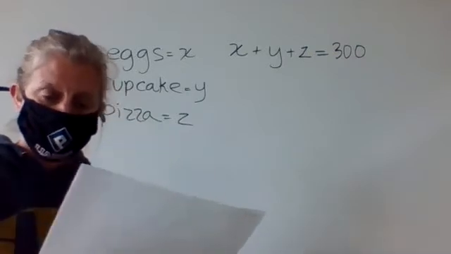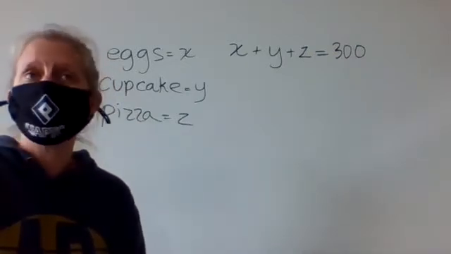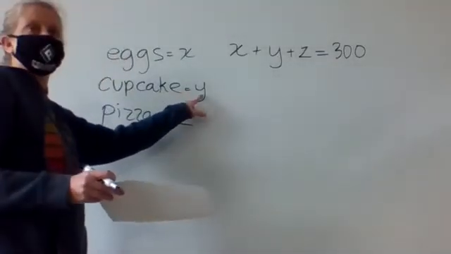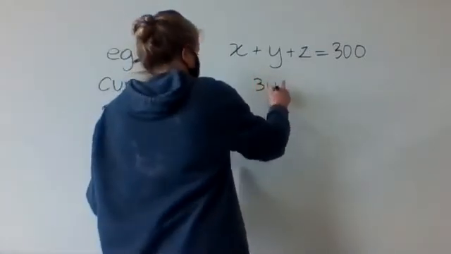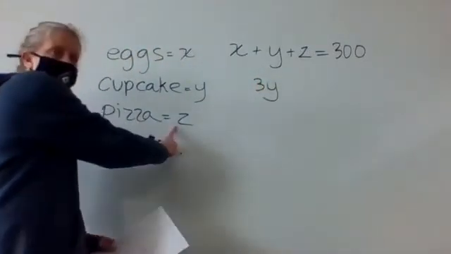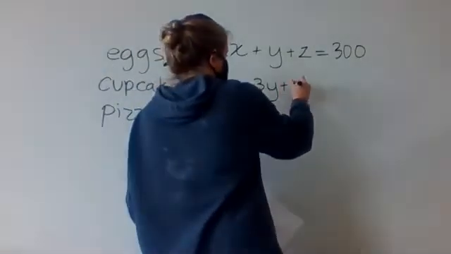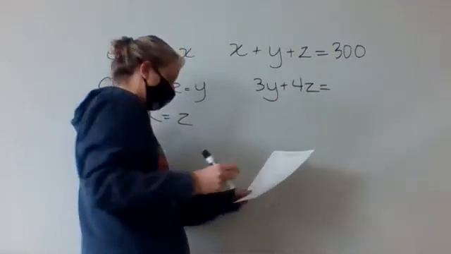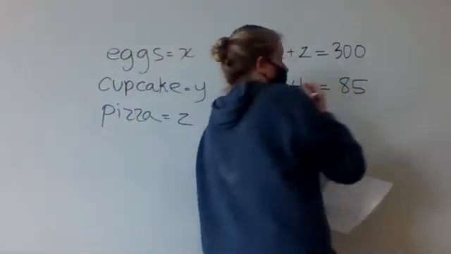The next sentence says, if a child eats 3 cupcakes and 4 slices of pizza. So what would 3 cupcakes be? That would be 3 Ys. And 4 slices of pizza, which would be 4 Zs. So when they ate the 3 cupcakes and the 4 slices of pizza, they had 85 milligrams of cholesterol.